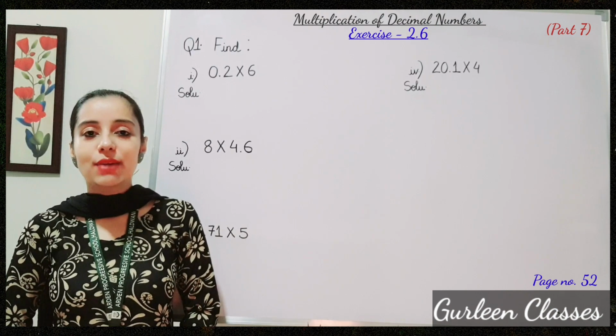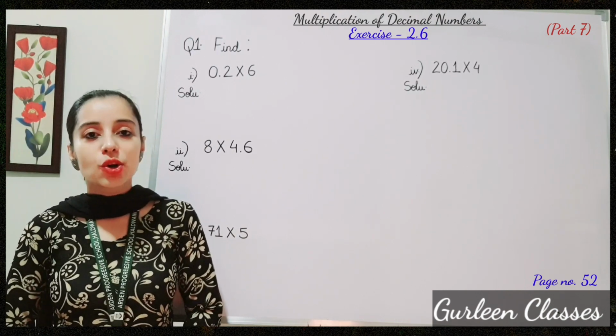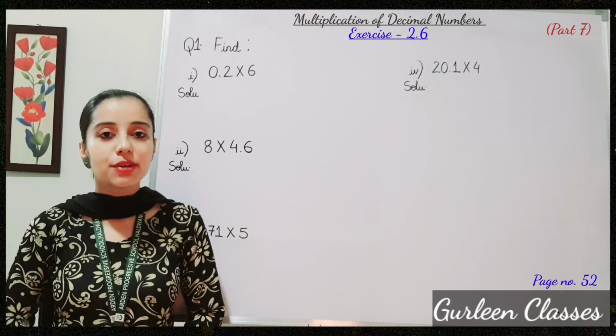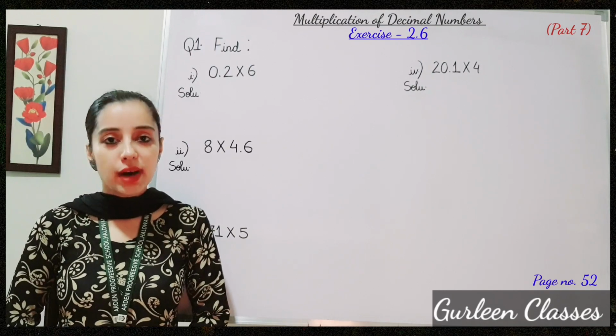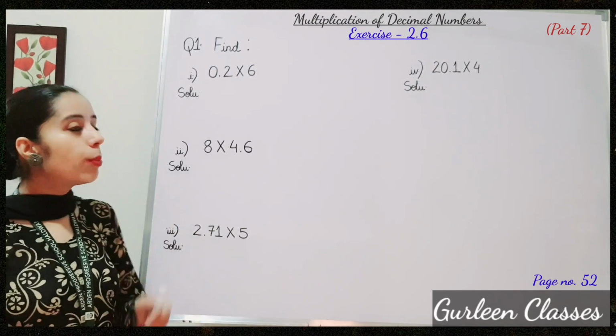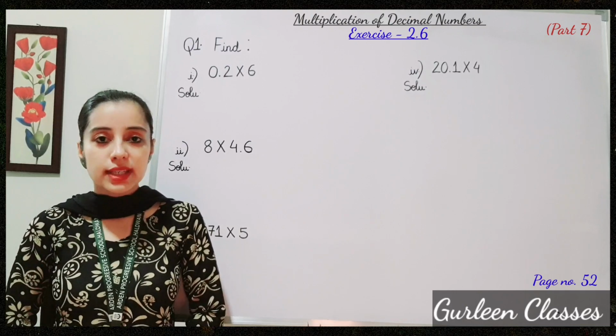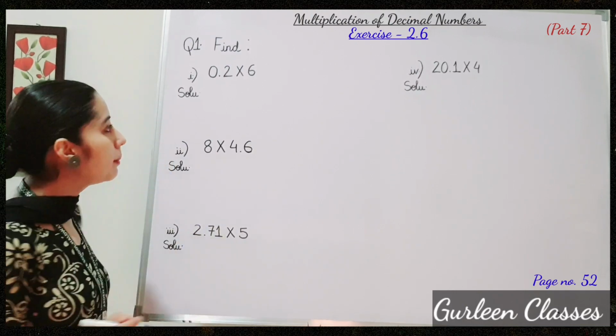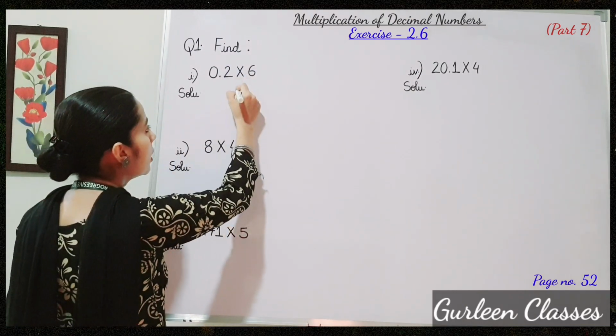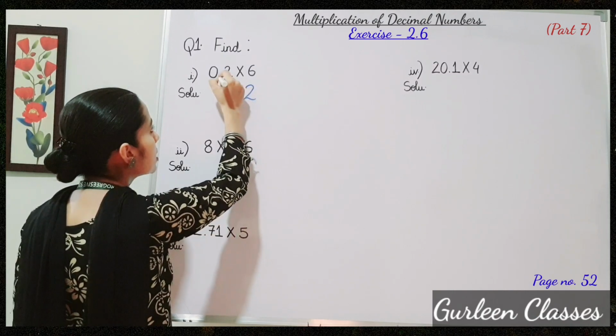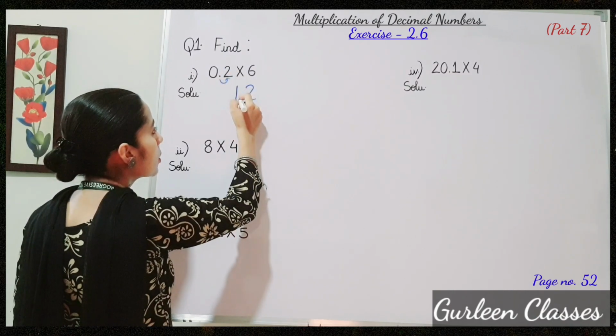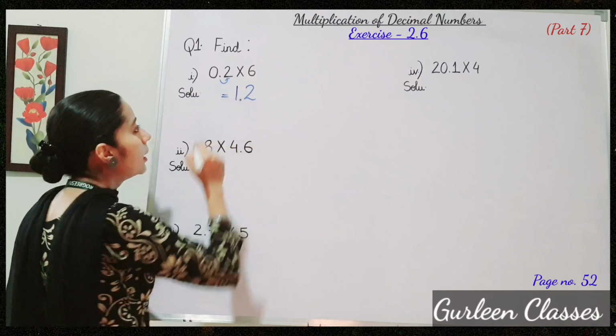So now let us start with exercise 2.6. Open the maths NCERT book, page number 52. Question number 1, find A) 0.2 into 6. So your first step, ignore the decimal point and multiply. 6 2s are 12. So after the decimal point you have one digit. So your answer is 1.2.